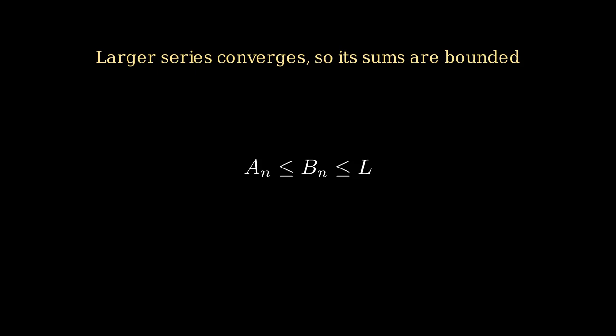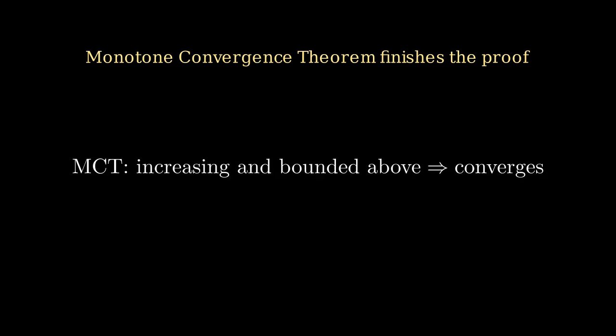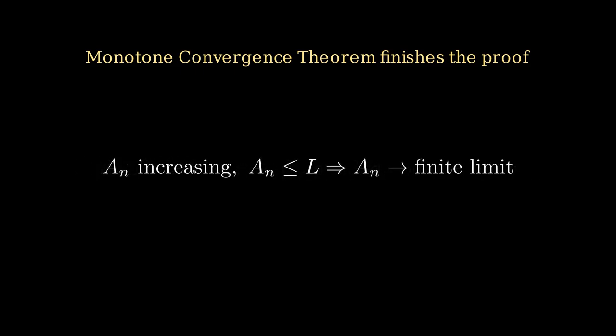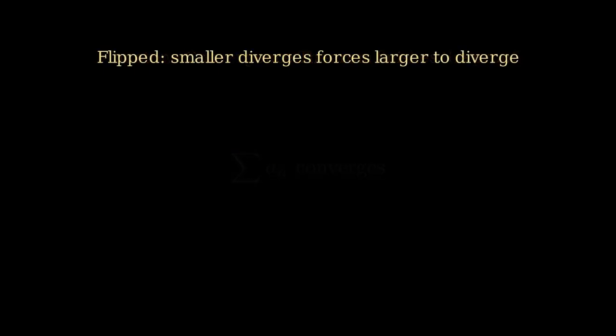Here is where the monotone convergence theorem does the work. It says any sequence that is increasing and bounded above must converge to some finite limit. Our smaller series partial sums are increasing and bounded above, so they converge. That means the smaller series converges. The same reasoning flipped around gives the other half. If the smaller series diverges, its partial sums grow without bound, and since the larger series partial sums are always at least as big, the larger series partial sums must also grow without bound, so the larger series diverges.